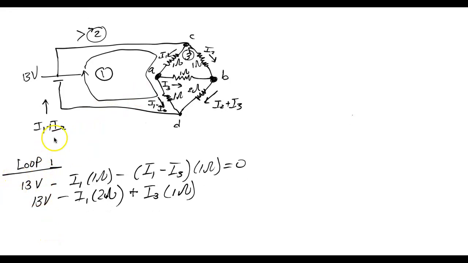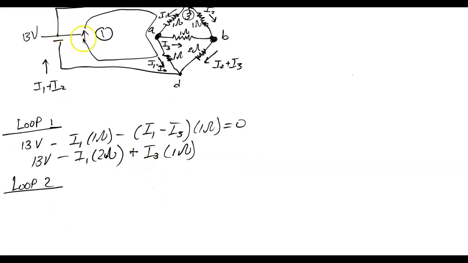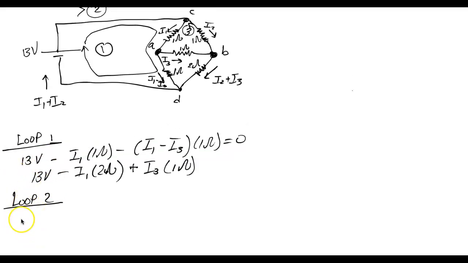So a little simplification of what the top is gives us the following. And then let's look at loop 2. Loop 2 is all the way around. Let's start with the 13 volts. So we have 13 volts again. And then we reach point C. We're on the outside. So we have negative I2 times 1 ohm.